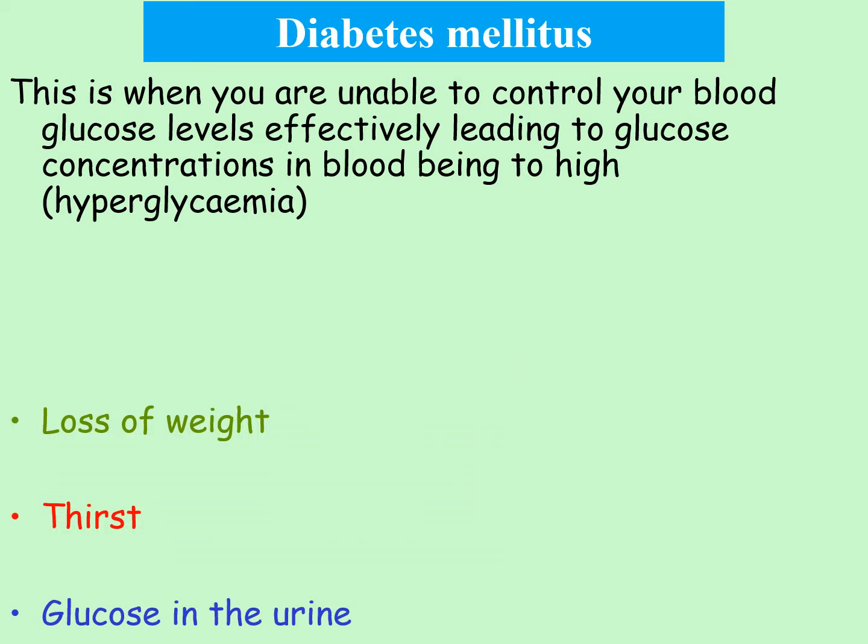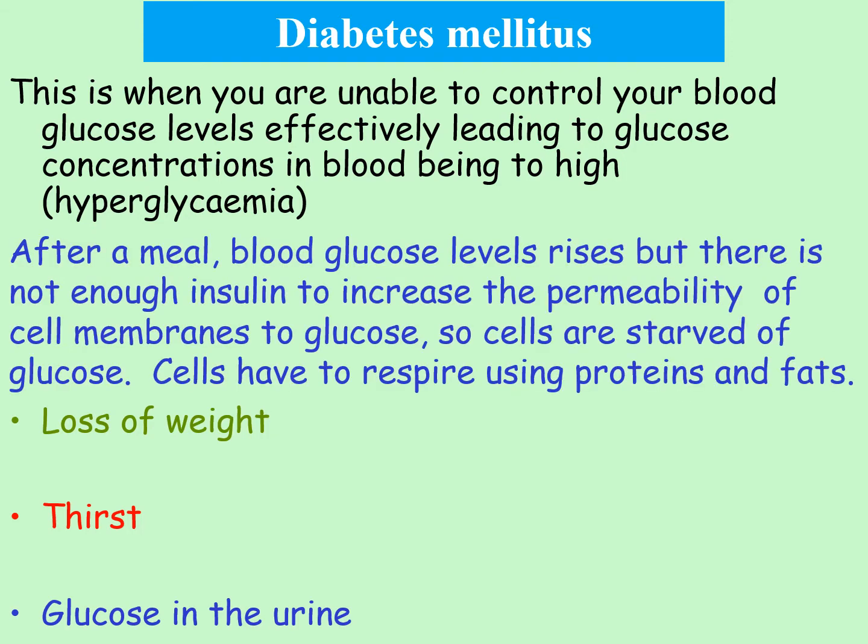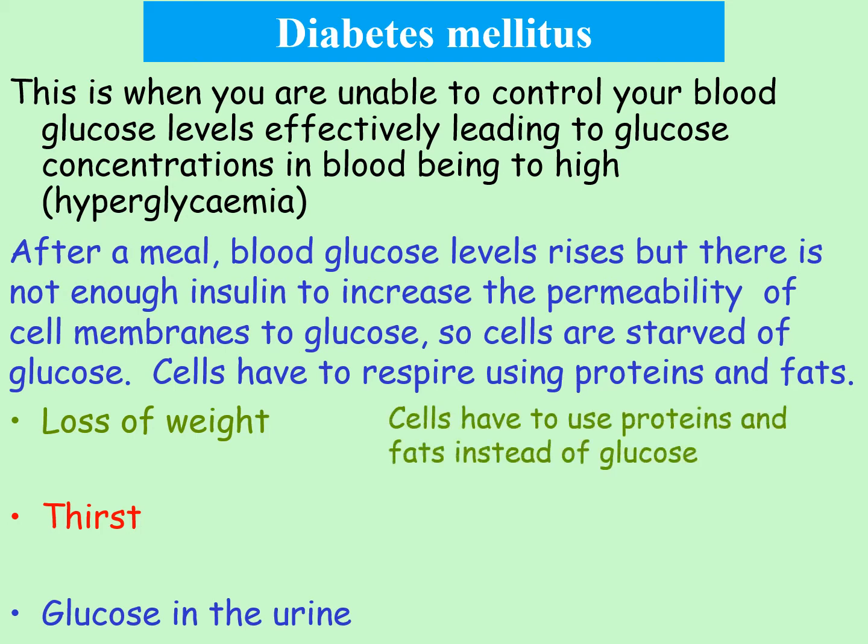Okay, so diabetes is when you're unable to control your blood sugar levels effectively. It can lead to blood sugar levels being too high or too low. High is hyperglycemia and low is hypoglycemia. After a meal, the blood glucose levels might rise, but you haven't got enough insulin being made by the pancreas to tell the liver cells and the muscle cells to absorb it, and the permeability doesn't change. Therefore, the glucose isn't converted to glycogen, and one of the symptoms might be that you lose weight. That is because instead of glycogen being converted back into glucose and you respiring that, you have to respire proteins and fats.